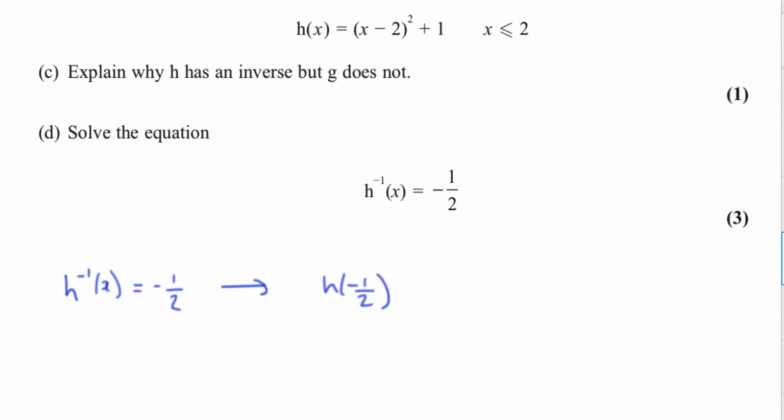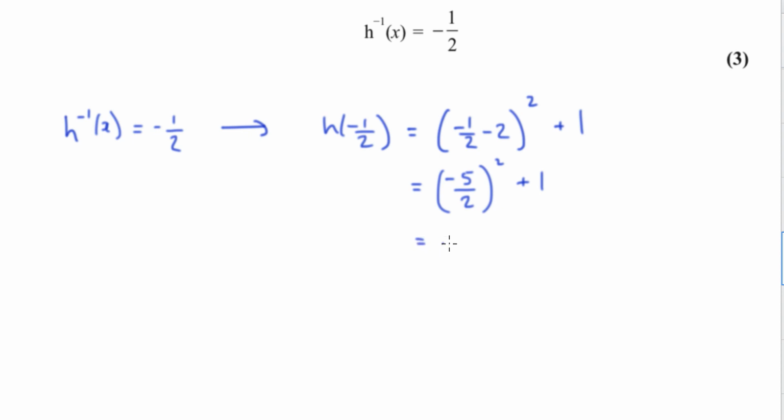I can just work out -1/2 minus 2 all squared plus 1. So that's going to be -5/2 squared plus 1, which is 25/4 plus 1, which is going to be 29/4. So x will equal 29/4 in the inverse function that will give us an output of -1/2.